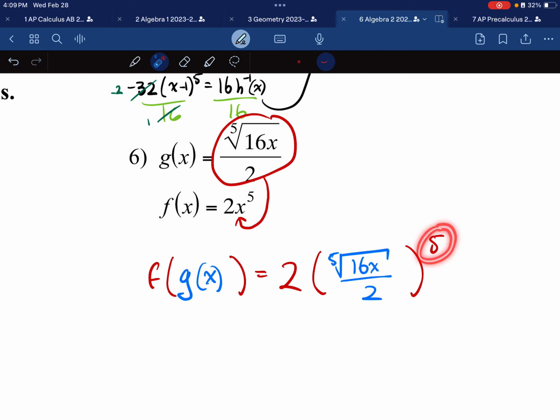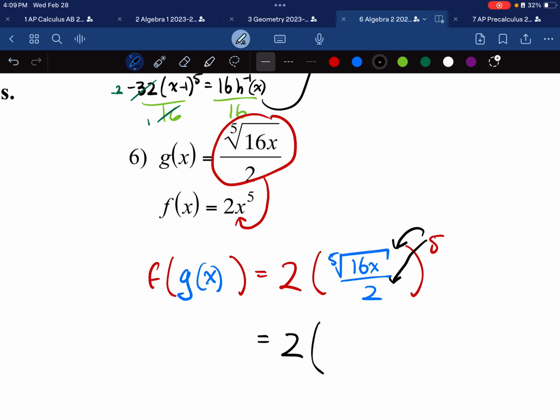You first do this power. This power is going to be distributed to both the numerator and the denominator, which means this is going to be equal to, so I'll have that 2 out front. I have this 5 and that 5 are going to cross off, so I have a 16x at the top, and that's all divided by 2 to the power of 5.